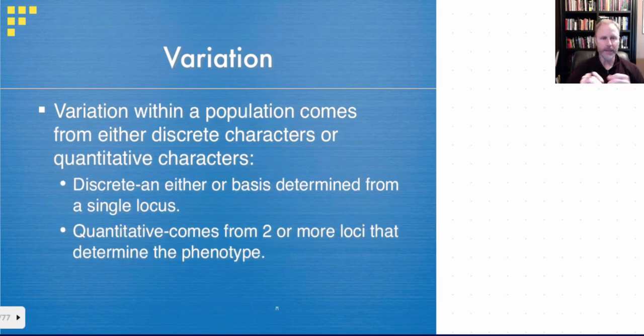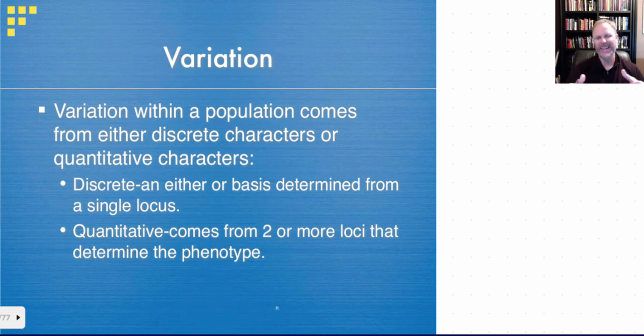Okay. And what you have here with this variation is you have these discrete or these quantitative types of characters. And sometimes we refer to them as continuous or discontinuous. So this discrete characteristic would be an either-or basis. You're either tall or you're short. You're black or you're white. There's no in-between in terms of the type of organism that we're talking about. And this would be discontinuous as well.